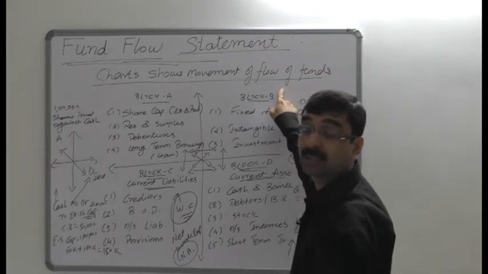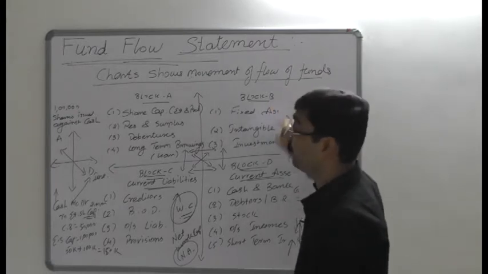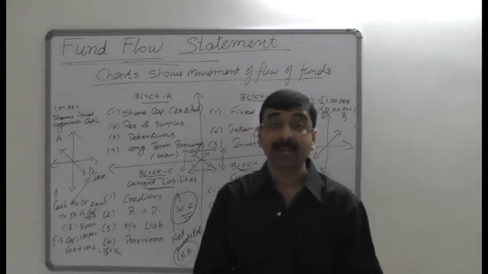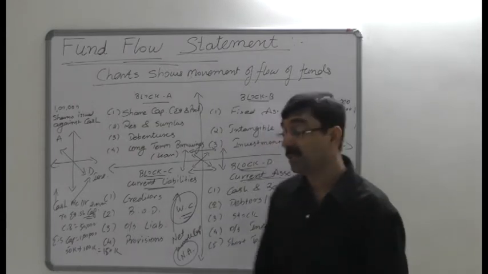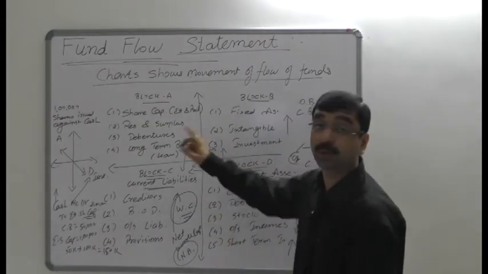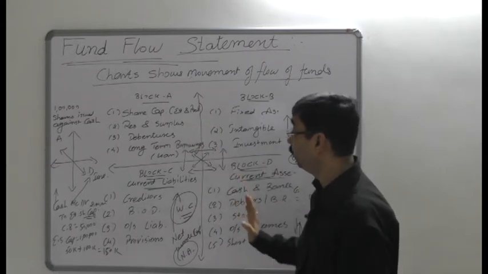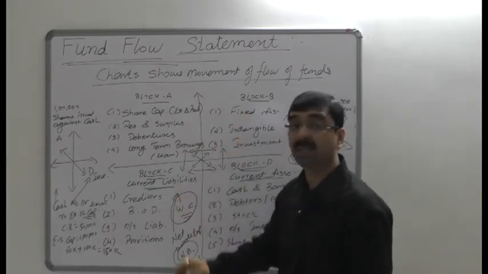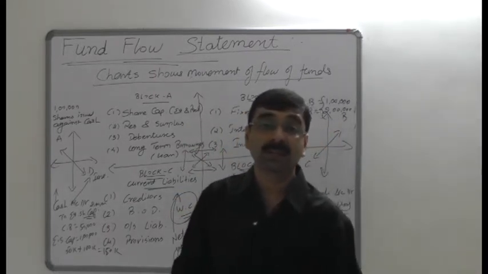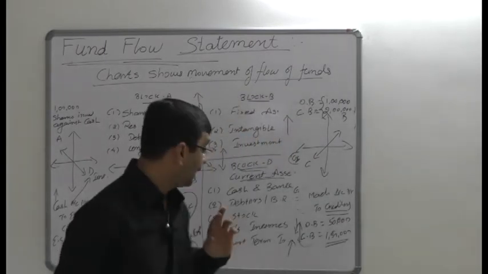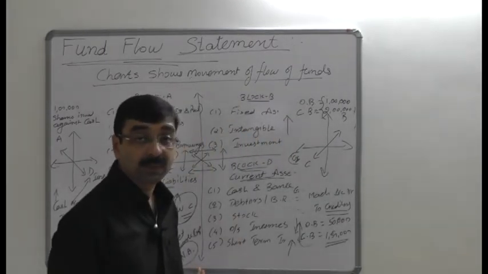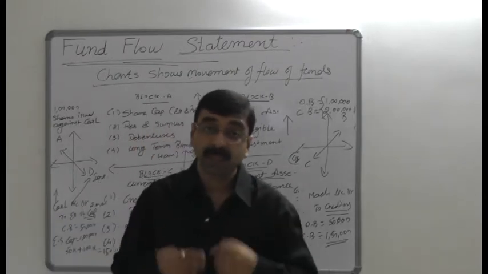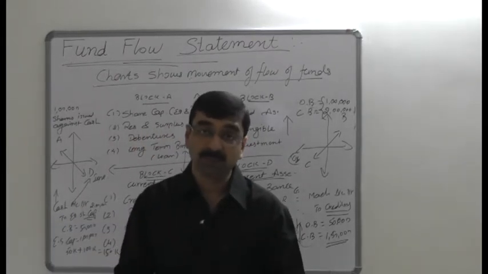So in that case, the amount of flow of funds has changed, and the flow of funds changes because of the cross transactions. Cross block transactions from A to B and from B to C always affect the working capital as well as the net assets of the firm. That is why it affects the flow of funds also.